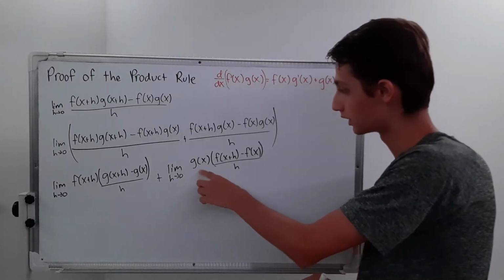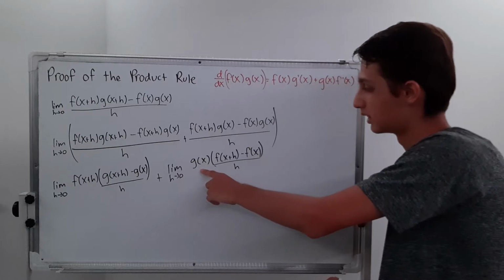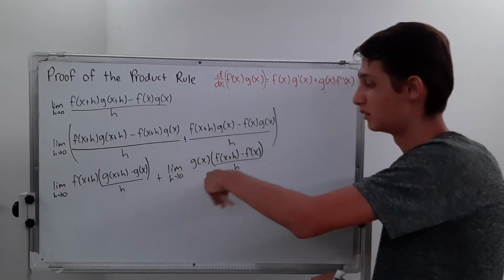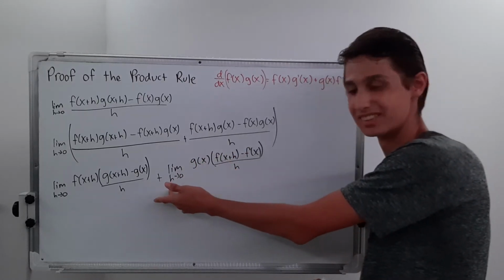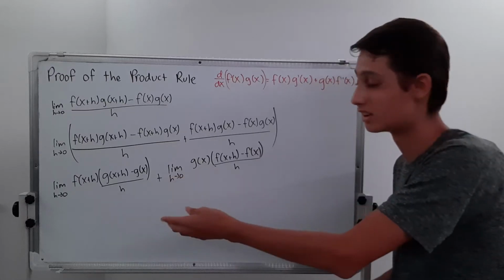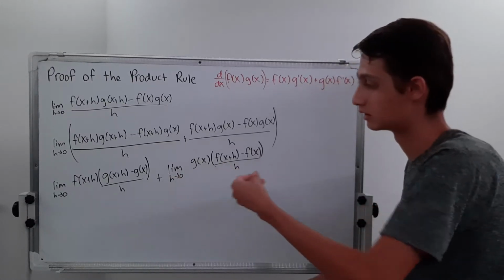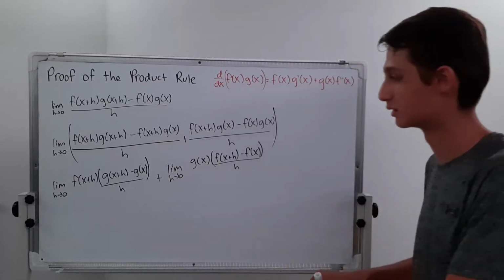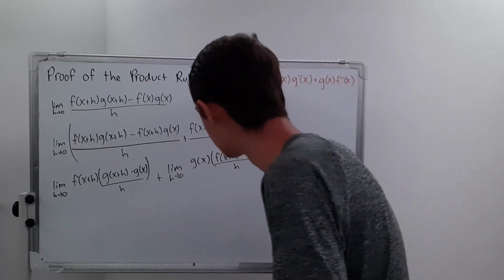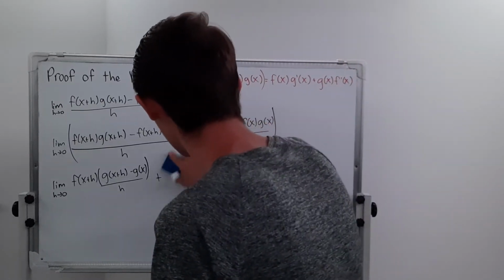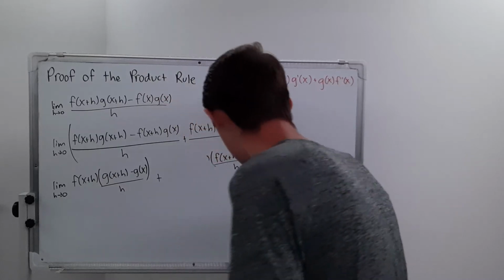A cool thing here is g of x, we can factor it out of the limit because it doesn't have anything to do with the h's. It doesn't have any h's, and it's just multiplying by this. So technically, in terms of the limit, it's just a constant multiple. So we can swap these two places around.